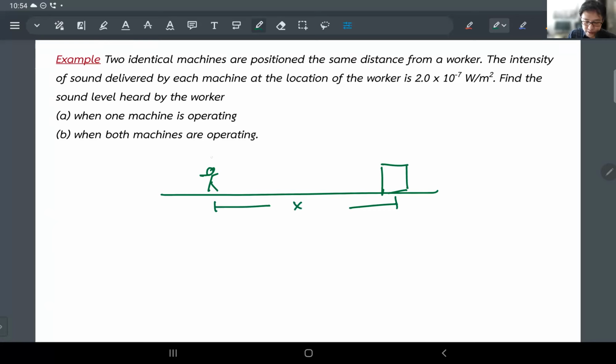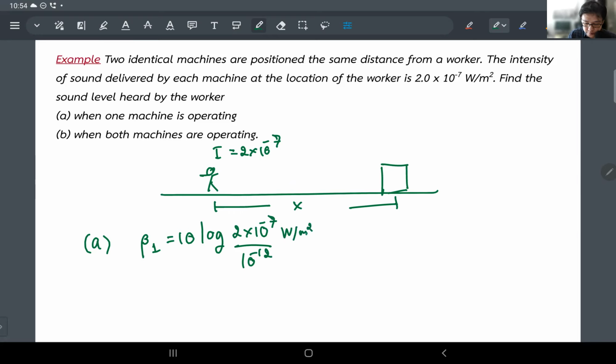The intensity delivered to this guy is 2 times 10 to the negative 7. So all you need to do is turn the intensity into intensity level. Let me call it beta 1, that's for one machine. It's going to be 10 log the intensity that this guy received, 2 times 10 to the negative 7, divided by the threshold of hearing intensity, 10 to the negative 12. Units cancel, which is good. It has to be, that's behind the log. So what you have is 10 log 2 times 10 to the 5th.